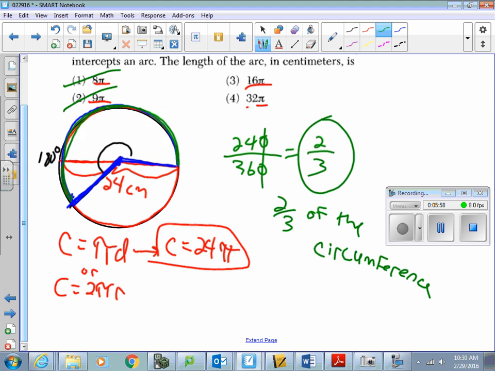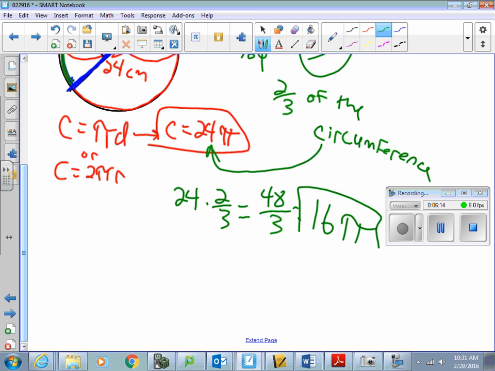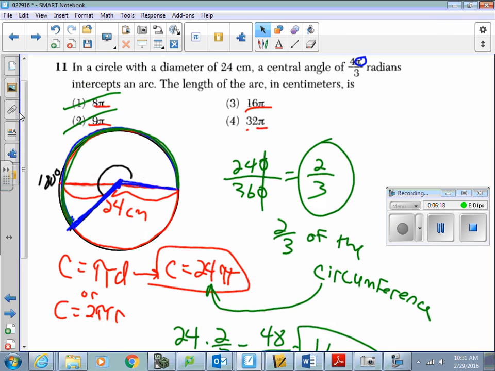And 2/3 of our circumference, which our circumference was this. So we can do 24 times 2/3, which is equal to 48 over 3, which is equal to 16, and add on that pi, 16 pi. So that is our answer for number 11.